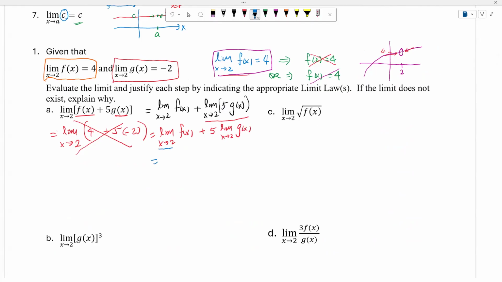Then now this is equal to 4. We add 5 times this right here, which is equal to -2. So then my answer will be 4 minus 10, so it is equal to -6. Okay, so this is the right way to work on this type of problem. So right now, maybe you could pause the video and work out the rest of the problem.